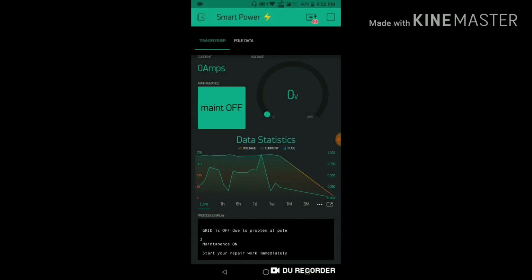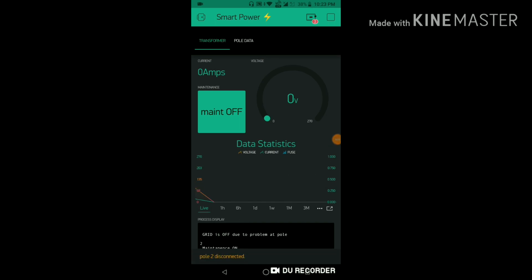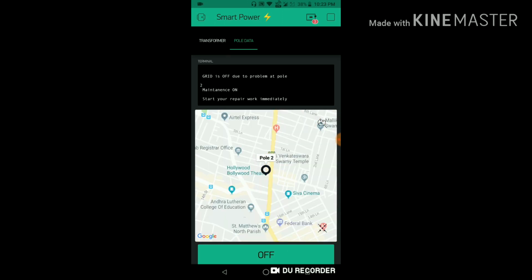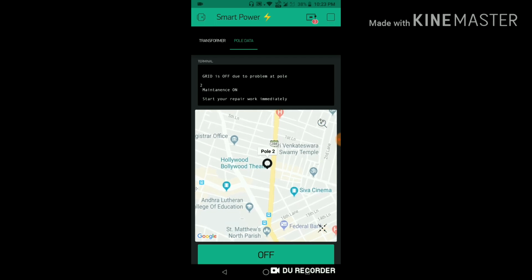Now we can see that the grid is off due to a problem at pole 2 and the grid is switched to the maintenance mode. So the control unit is informing the authority to start the repair work immediately. To find the location of the problematic pole, we can switch to the pole data tab and we can find the location of the problematic pole. This is pole 2 at the location.